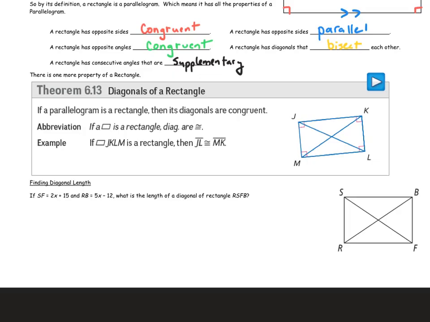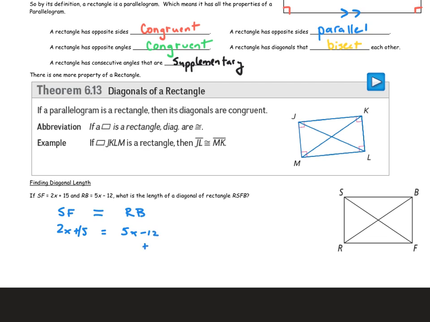So let's look at our first example today. It says I need to find the length of a diagonal. So here I see I have quadrilateral SBFR, and I want to know what is the length of the diagonal. So that means SF is a diagonal, and I also know that RB is a diagonal. So because these are diagonals of a rectangle, they are going to be equal to each other in length. So 2x plus 15 will be equal to 5x minus 12.